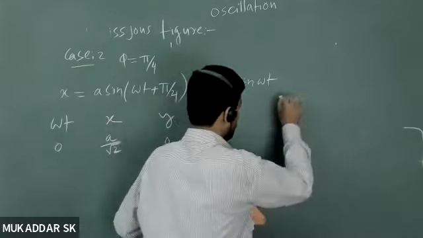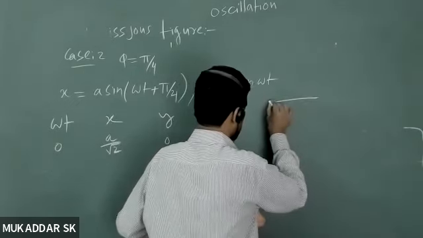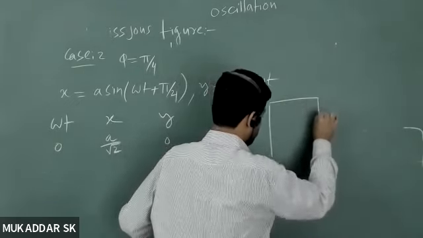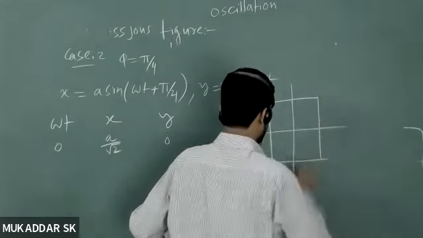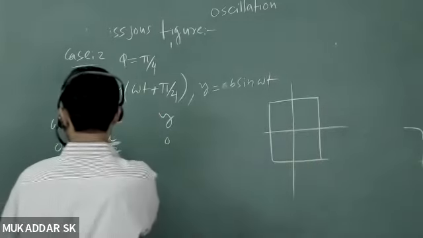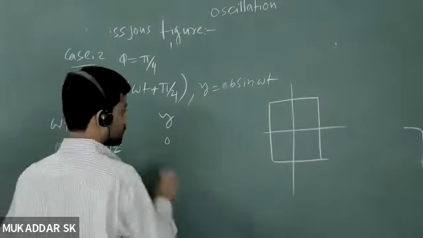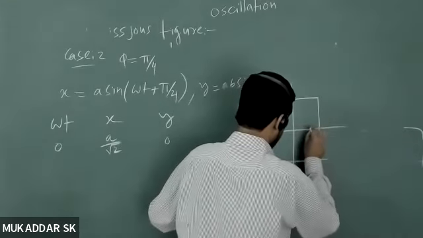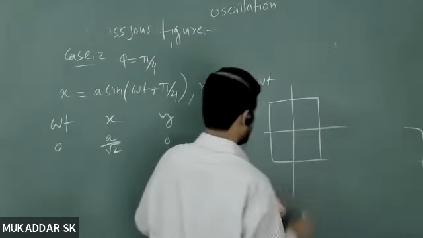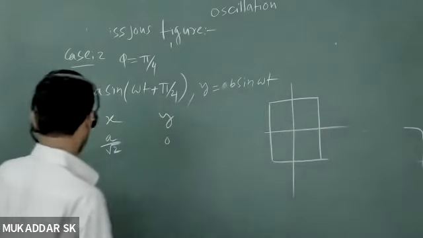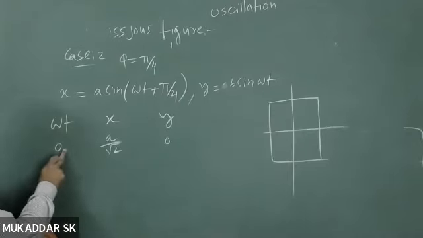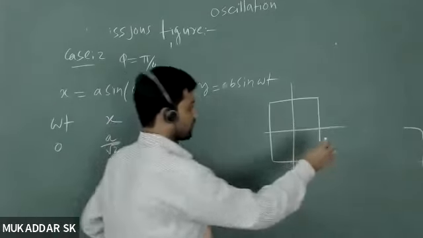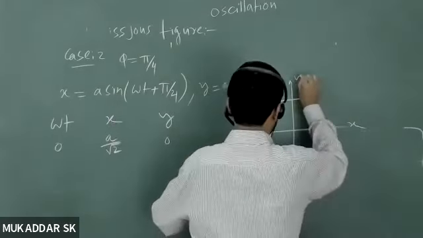Now I'll note down that trajectory here. So similar plot, okay. First, when omega t is 0, you are getting (a by root 2, 0). So it will be somewhere here. Initially the particle is somewhere here. Omega t 0 means t equals 0, right? So at t equals 0, or the initial state, the particle is somewhere here. This is your x-axis. This is your y-axis.